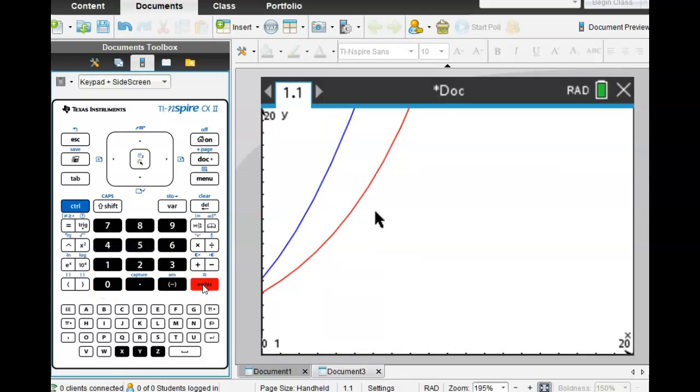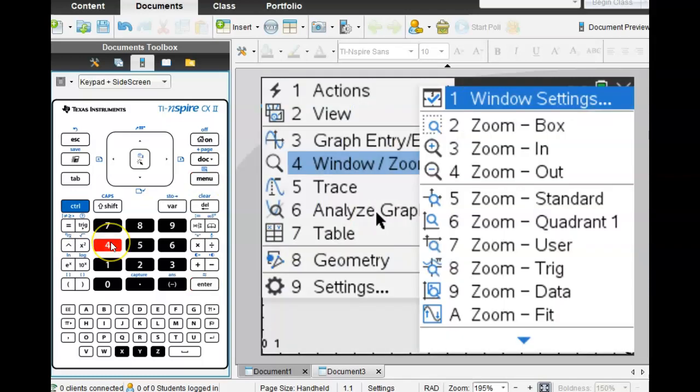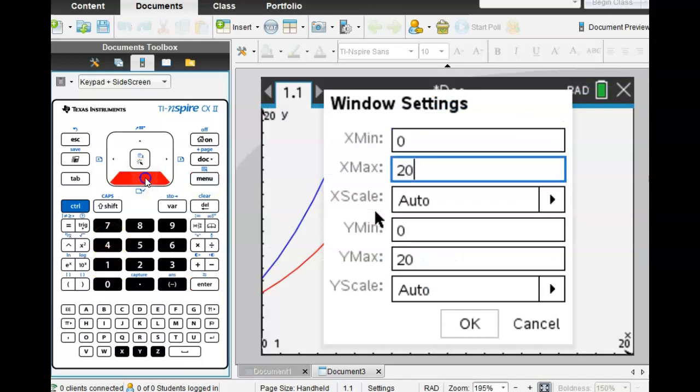So I know my X scale is good because I'm supposed to go from 0 to 20. Clearly, I need to go way farther on my Y. So I'm already at 20. They don't look very close up there, so let's go to 100. So menu, 4, 1, change my Y to 100.